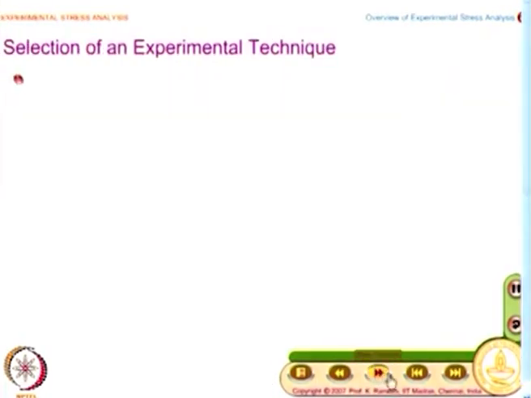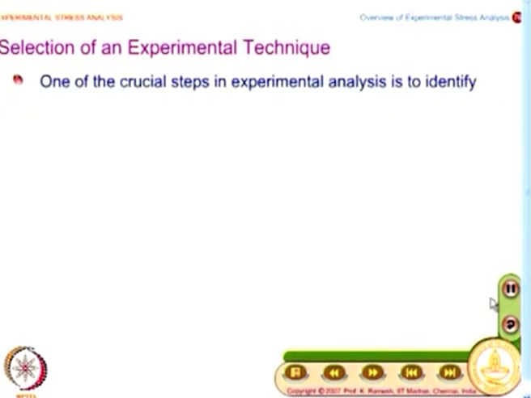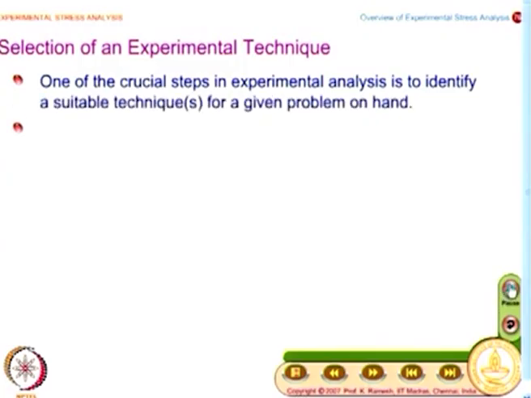And now we move on to a very important topic: how to select an experimental technique for a given problem. This is one of the crucial steps, whether I can choose one technique or a combination of techniques to solve a problem at hand.